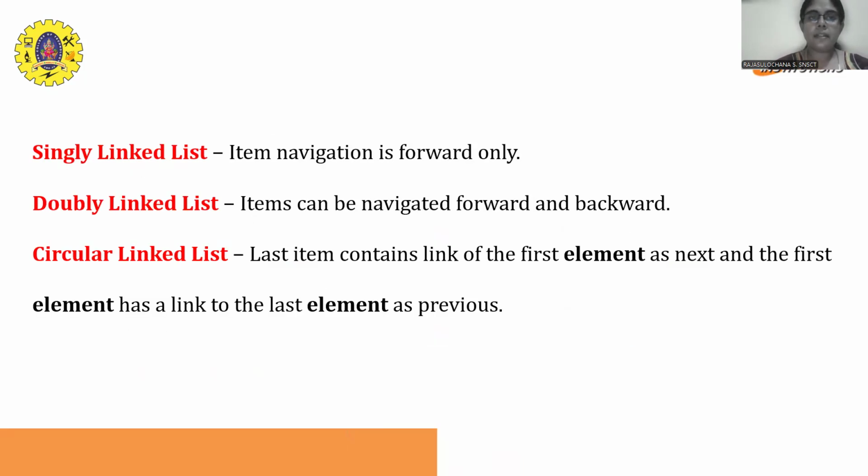So here's the definition. In a singly linked list, items navigate in the forward direction only, whereas in a doubly linked list, items can navigate in both the forward as well as backward direction. In a circular linked list, the last node or last item contains the link of the first element as next, and the first element has a link of the last element as previous. This is the case with a circular doubly linked list.